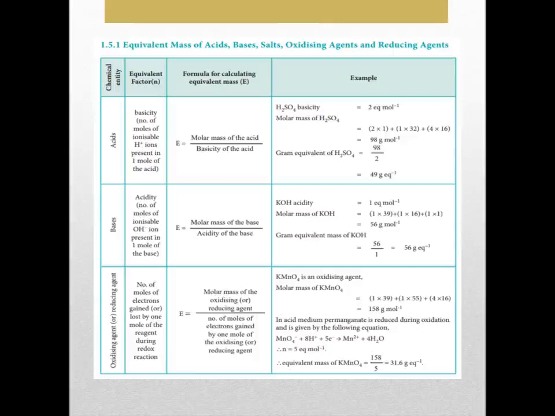Do you understand? Now the N value is 5 equivalent. How did it come? It came from the equation MnO4 minus plus 8 H plus plus 5 electrons gives Mn2 plus plus 4 H2O. So the N value equals 5. Dividing by 5, the value is 31.6. These are the equivalent masses of acids, bases, salts and oxidizing and reducing agents. Do you understand, children?